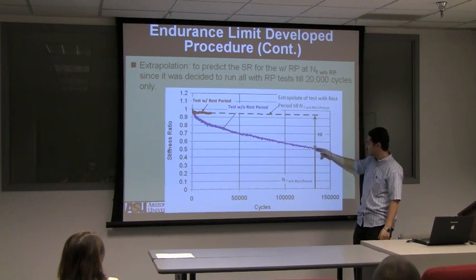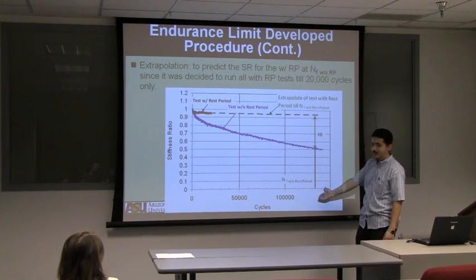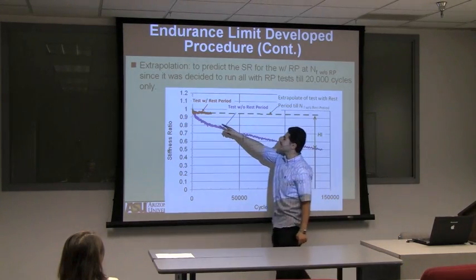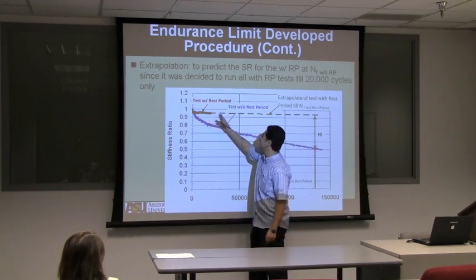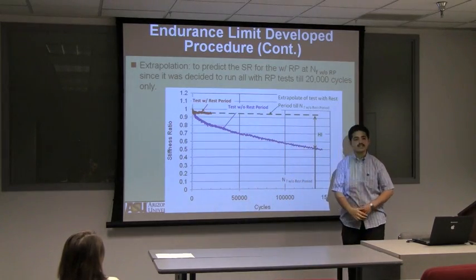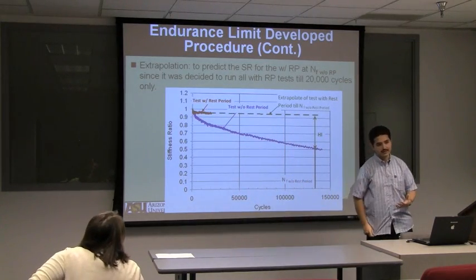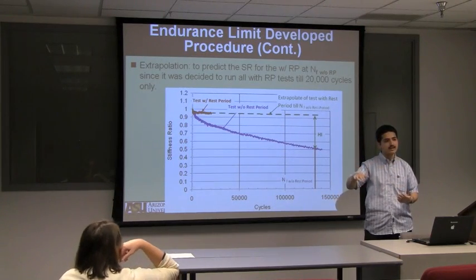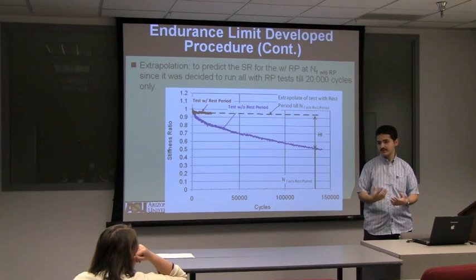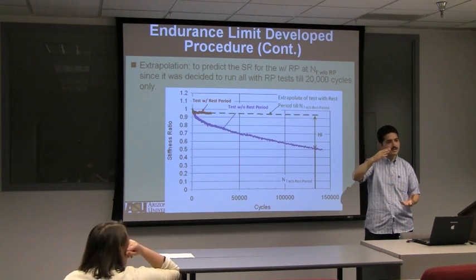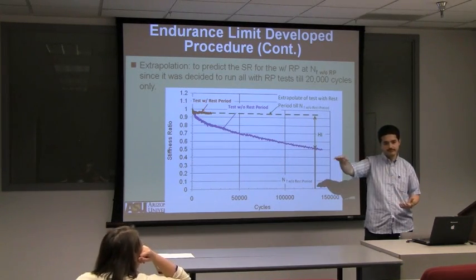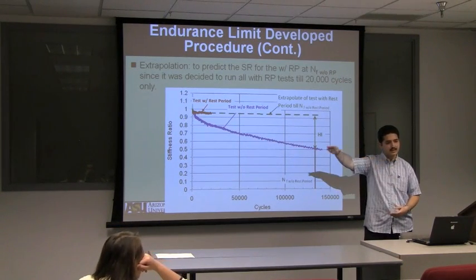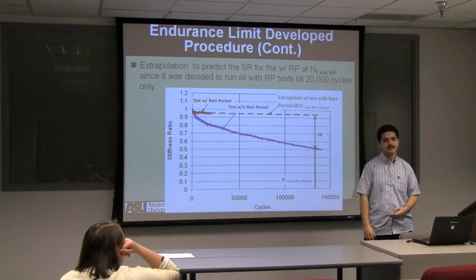I run it in a couple hours, and in this case, I ran it till 150,000 cycles. For the test with rest period, I ran it till 20,000 cycles, and then I extrapolated. Some of you might ask, is this too risky? I agree, it's a little bit risky, but what I have seen from the results so far is that with the test with the rest period, after, let's say, 5 to 6,000 cycles, this line starts to level off. Because again, we are speaking of healing, there is enough healing to keep this line almost horizontal.